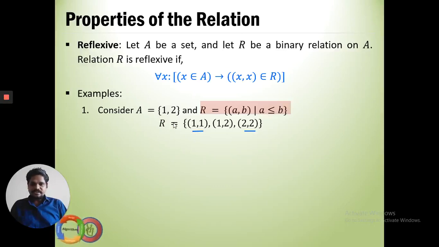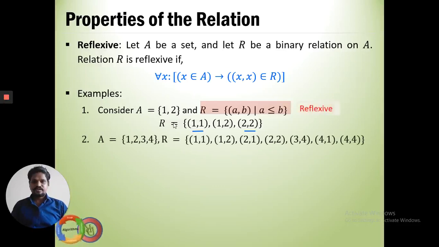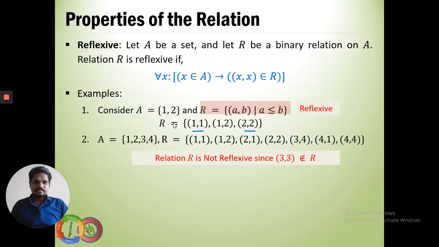So this satisfies the property of reflexive. Okay. Now relation R is not reflexive since 3 comma 3 is not there. That particular element has not been taken there.